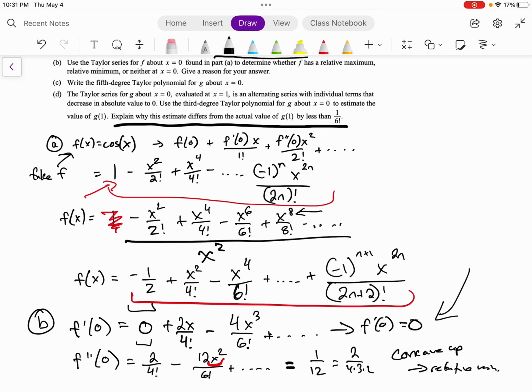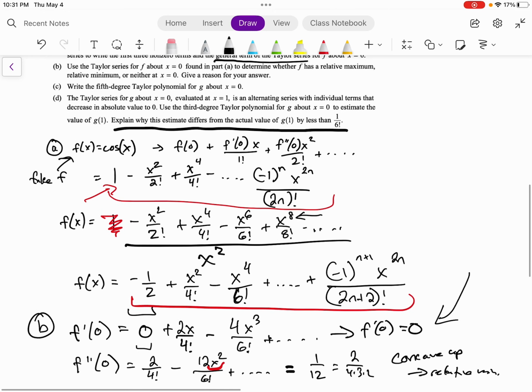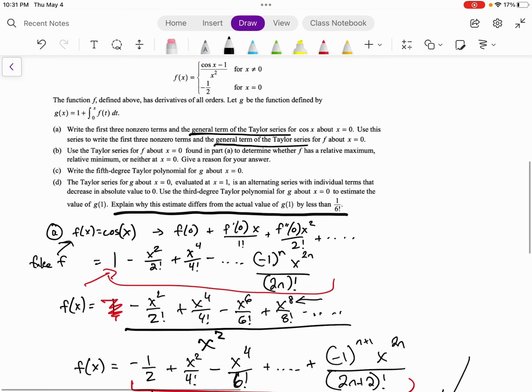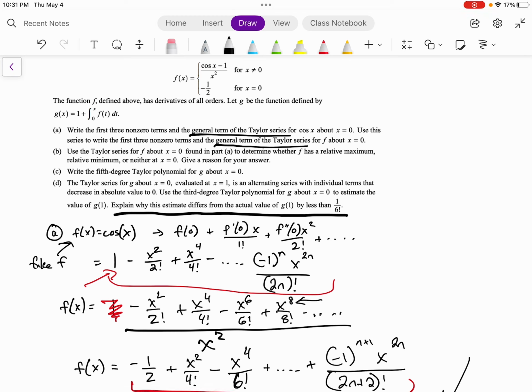Okay, write the 5th degree Taylor polynomial for g. Oh, geez, what's g? For g about x equals 0. Okay, well, that looks scarier than it actually is. g is just 1 plus the integral from 0 to x of f of t dt.